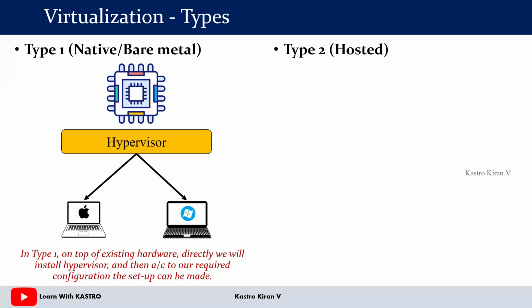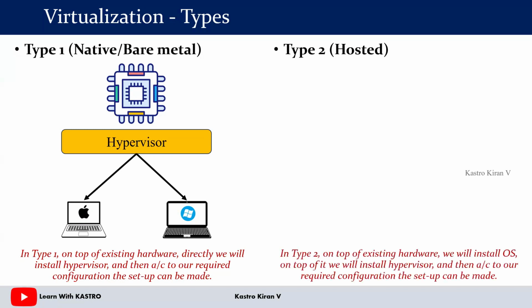Now let's talk about what is meant by hosted virtualization, or type 2 virtualization. Basically, in type 2 virtualization, on top of existing hardware, instead of installing the hypervisor software directly, we install the operating system. It can be any type of operating system. On top of the operating system, we install the hypervisor software. On top of the hypervisor software, we configure different types of operating systems according to our requirement. That's called type 2.